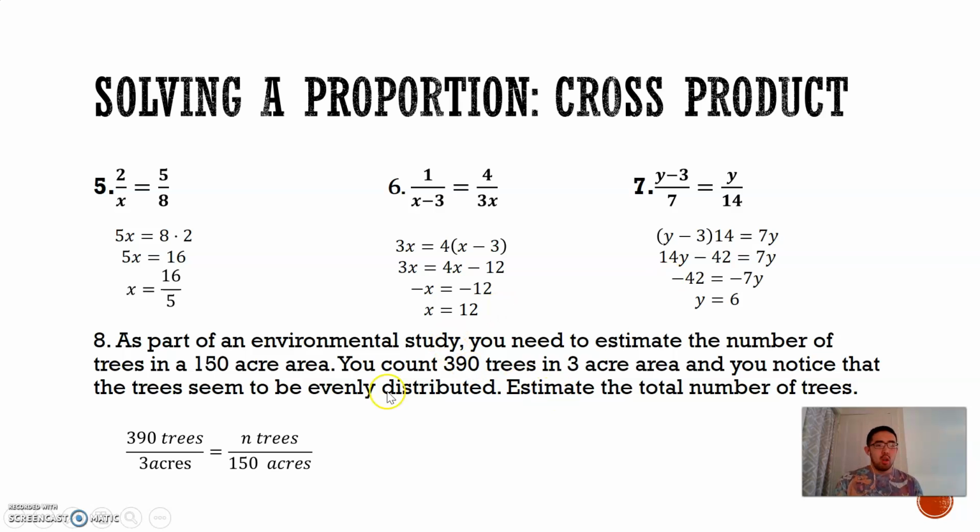So when you have 390 trees to 3 acres, right? And you want to see, okay, well, what's the number of trees for 150 acres? If the ratio is the same, then you set up this proportion. When you cross multiply, you get 58,500 is equal to 3n. If you divide by 3, you get n is equal to 19,500. Okay?